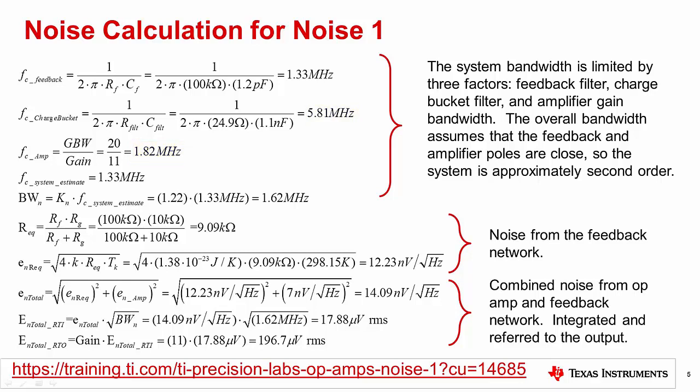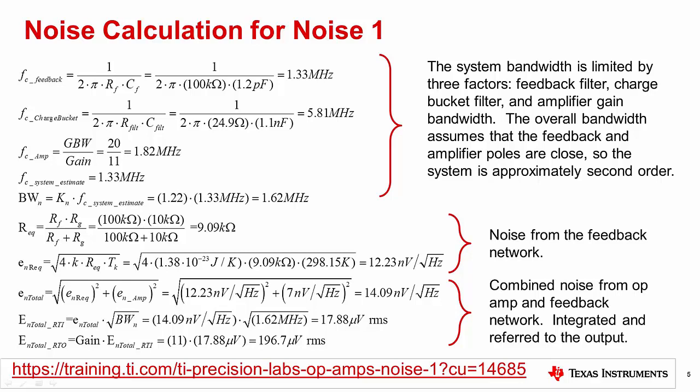These three poles combine to form a multi-order filter. Since the cutoff of the amplifier and feedback network are close together, we simplify the calculation by approximating the filter as a second-order filter with a cutoff at 1.33 MHz. This will be sufficient to get a ballpark value, and the simulation will give a more accurate result that will account for the exact position of each pole.